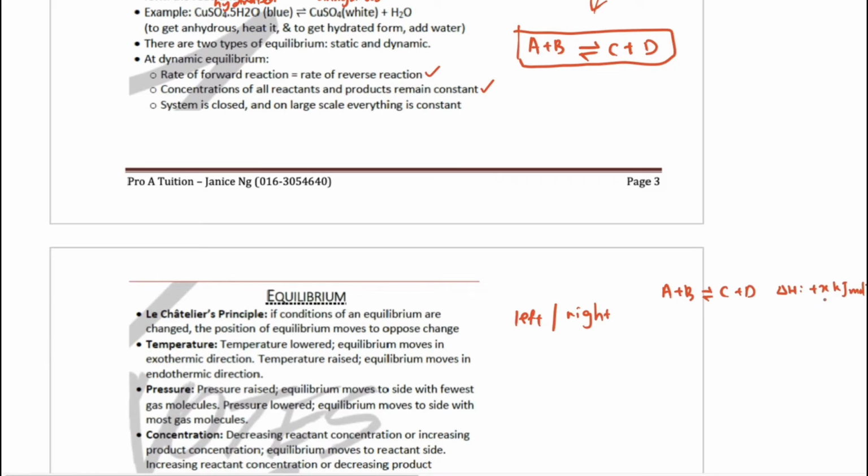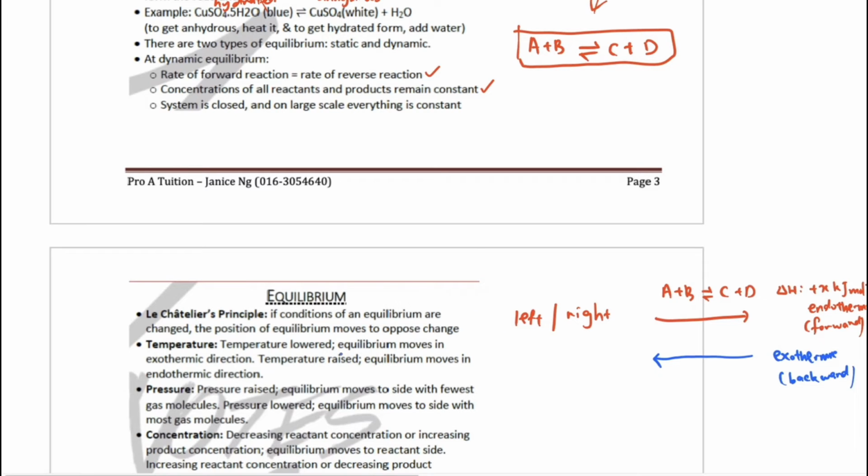So if you see positive X, that means this is an endothermic reaction. And it also means the forward reaction is endothermic. That means A plus B form C plus D is endothermic. And we have to take it the other way around: if it reacts backwards, then it is exothermic for backward. So from here we understand something. If you lower the temperature, equilibrium moves in the exothermic direction, which is to the left for this case.